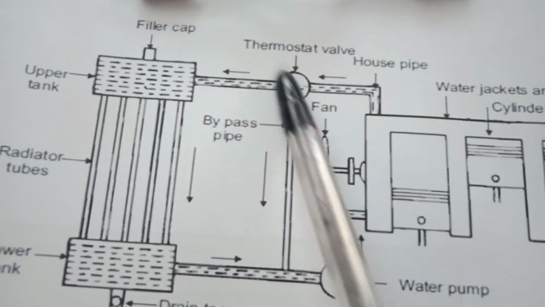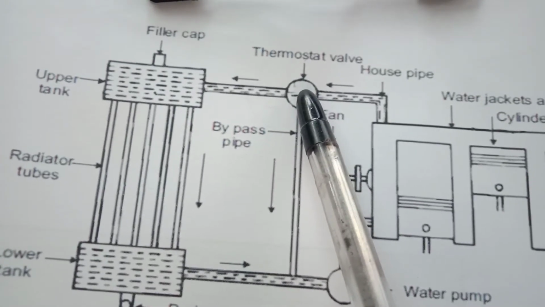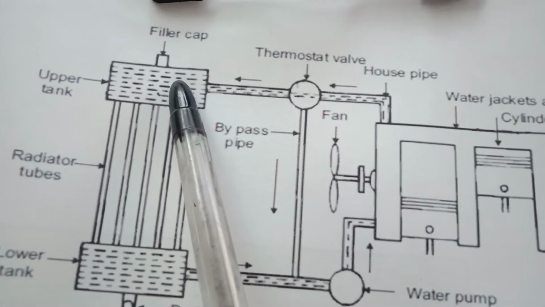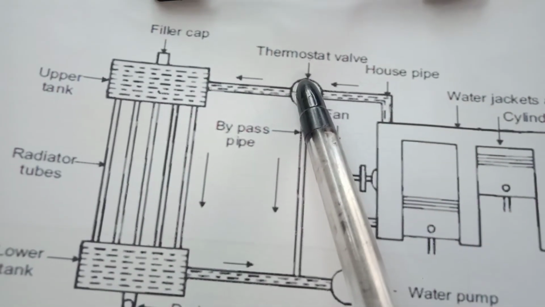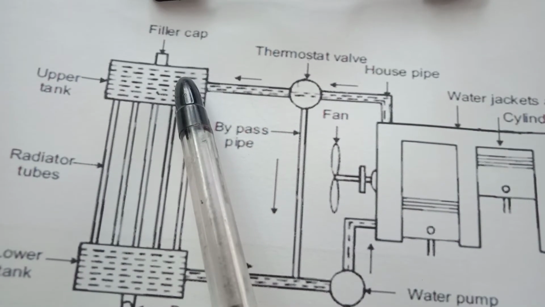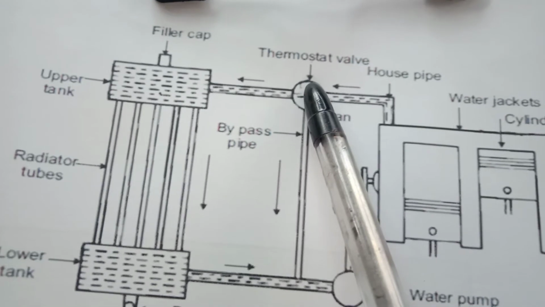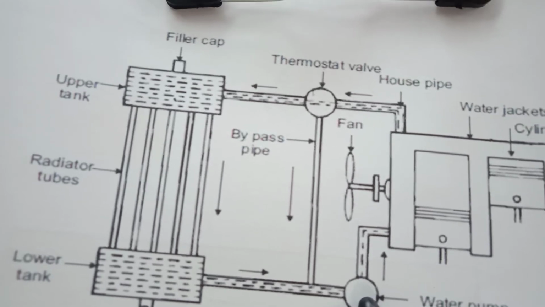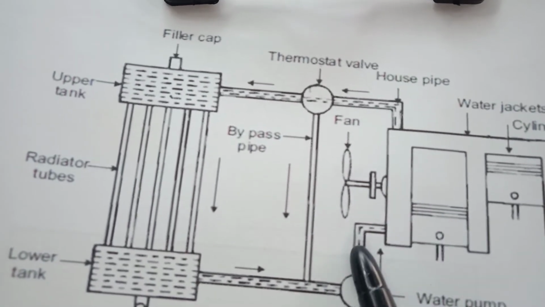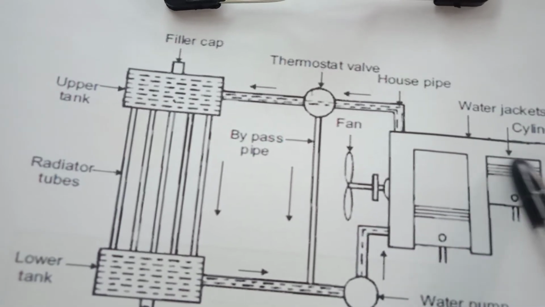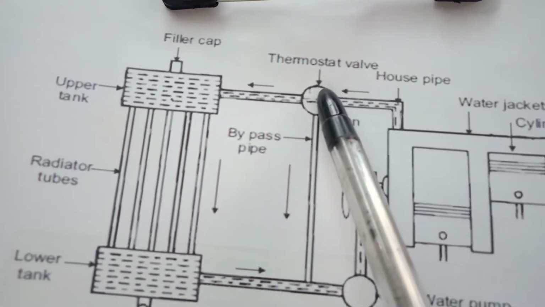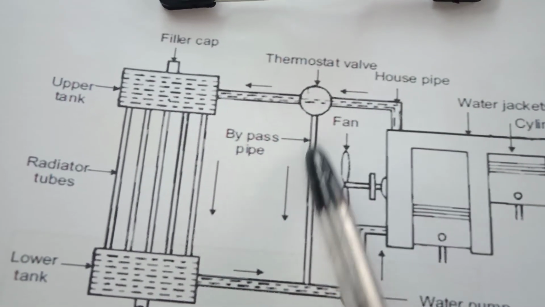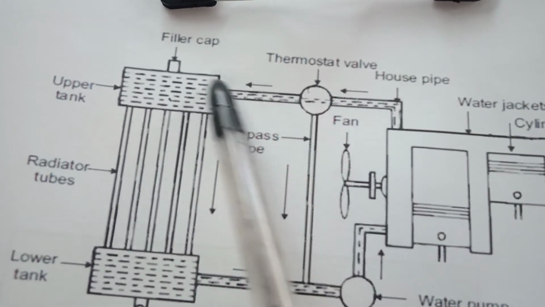In that case, this thermostat valve restricts the flow of water from the outlet of the jacket to the upper tank of the radiator. It won't allow the water to go to the upper tank of the radiator. Instead, it will divert the water directly to the inlet of the water pump. The water pump will suck the water, and it goes to the various cylinders, the water becomes hot, and again it is diverted back to the pump. So the loop closes like this. Water will not go to the radiator.